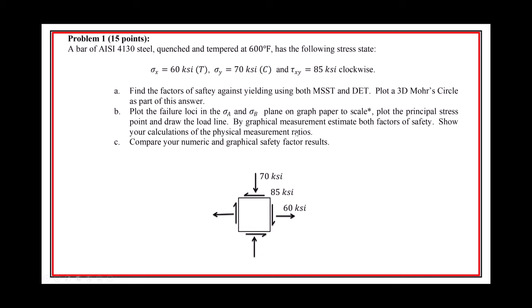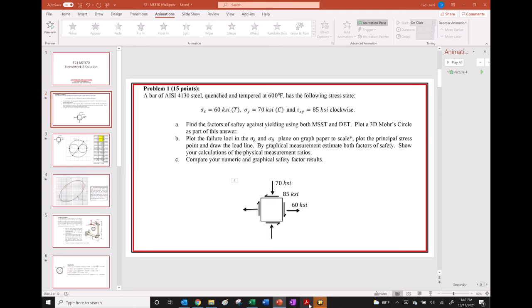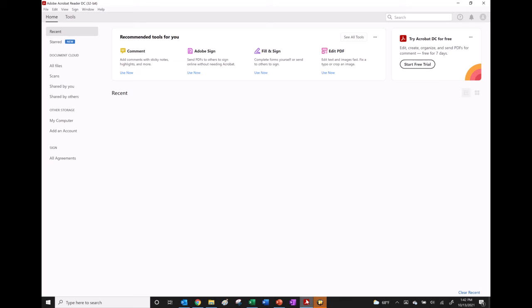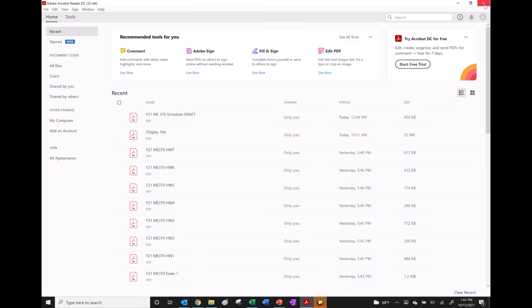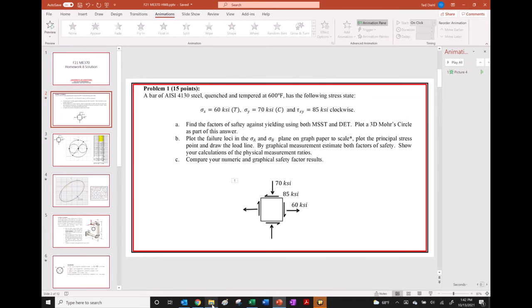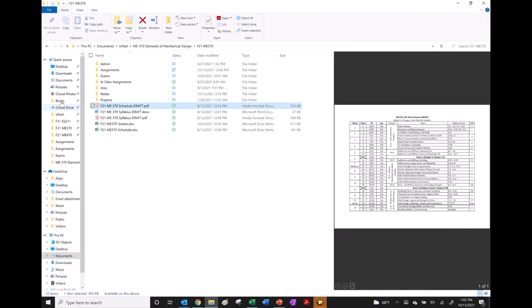Okay, so starting out, it's a good idea to plot out the stresses that are on this thing. We might also want to, oops, I didn't have the book open. Interesting. Let me go open up a copy of Shigley and look at the material properties. That's also a good thing.